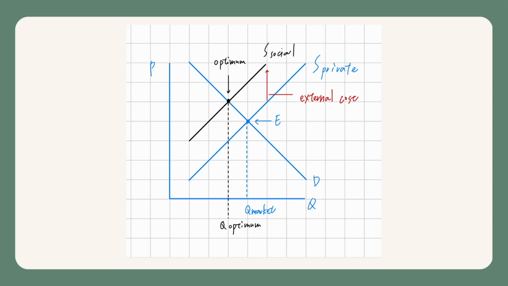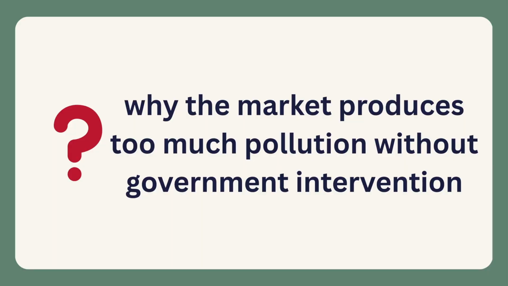However, when we include the external cost, the SC curve lies above the PC curve. When SC intersects PB, we find the socially optimal quantity, Q social, and the socially optimal price, P social. Because SC is higher than PC, Q market is greater than Q social. The market produces too much output and too much pollution without government intervention.